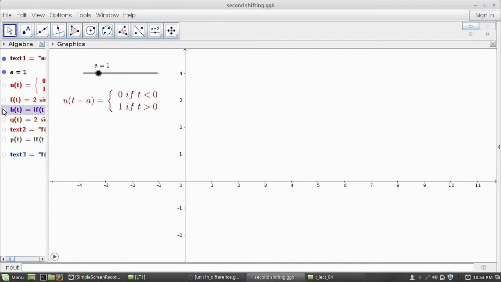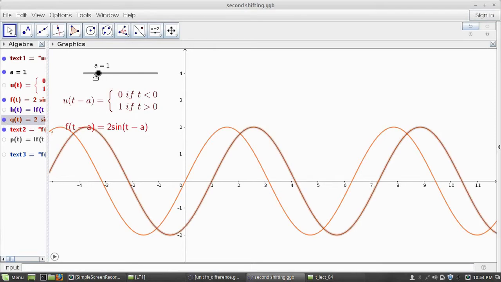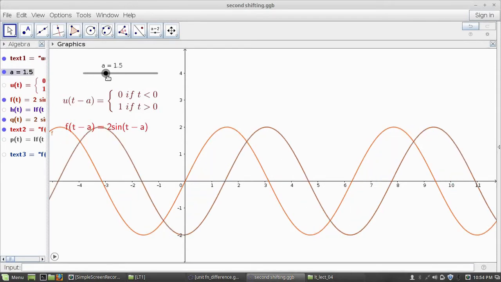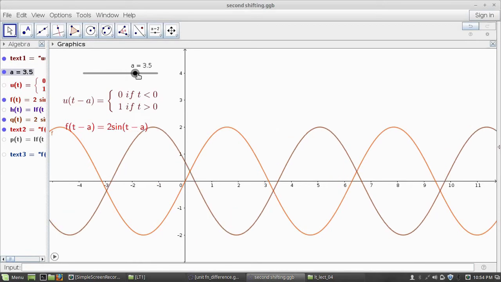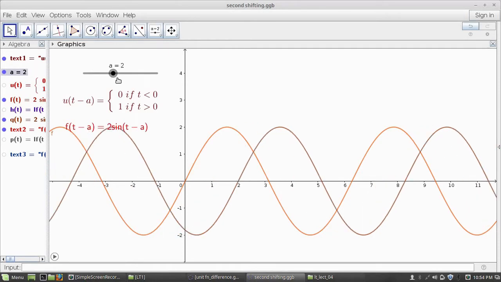Now for explaining the second shifting theorem, again we are considering the function f(t) = 2 sin t and its translation f(t - a) = 2 sin(t - a). The translated function is given by, so this is the translated function. So this is f(t) and that is f(t) translated a unit to the right. So this will be the graph of f(t) together with f(t - a).